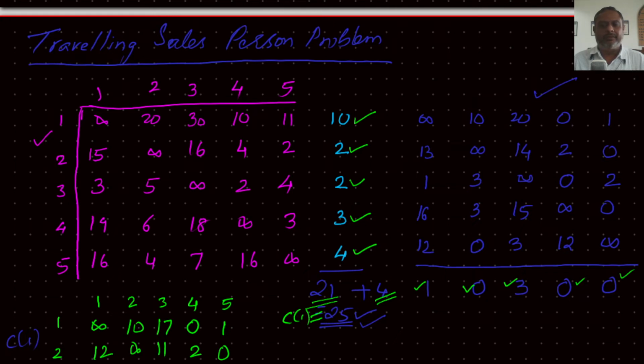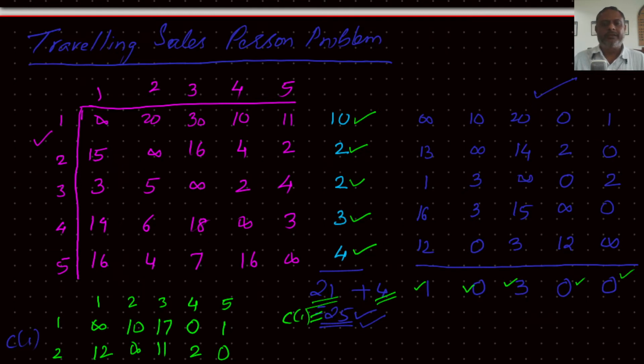So among them 25 happens to be the smallest. Therefore we can extend. So 1 is over, 4 is over. Now we are left with going to 2 or going to 3 or going to 5. So fifth node we have. So this will be sixth node, seventh node, eighth node.